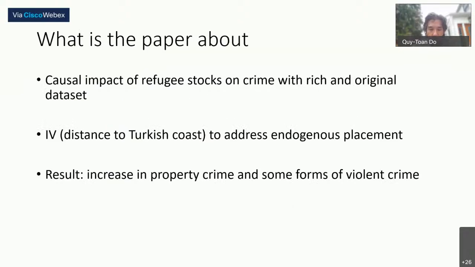I think it fits in this literature that looks at the causal impact of refugees on crime, and that's a literature that is getting more and more dense over the years, and it adds a very rich source of data, and I think that's one good point with this paper. You address the issue of endogenous placement with an IV that I believe is quite convincing, and the result is an increase in property crime and some forms of violent crime.